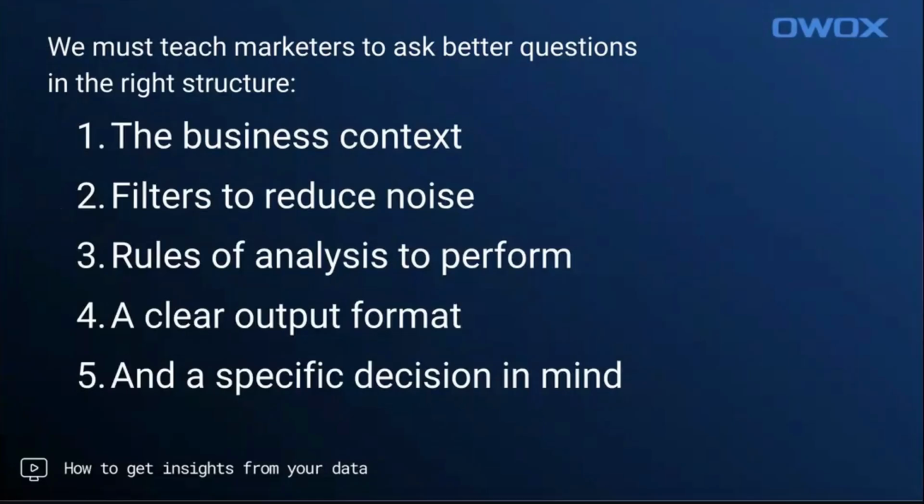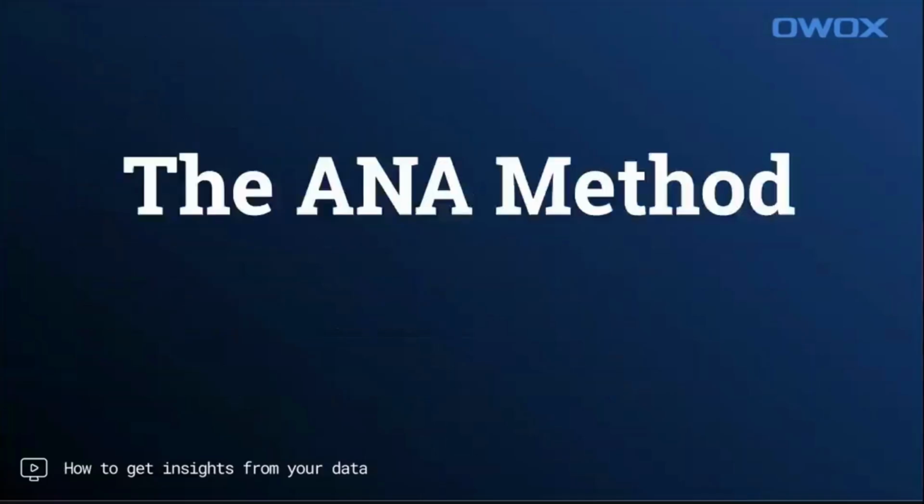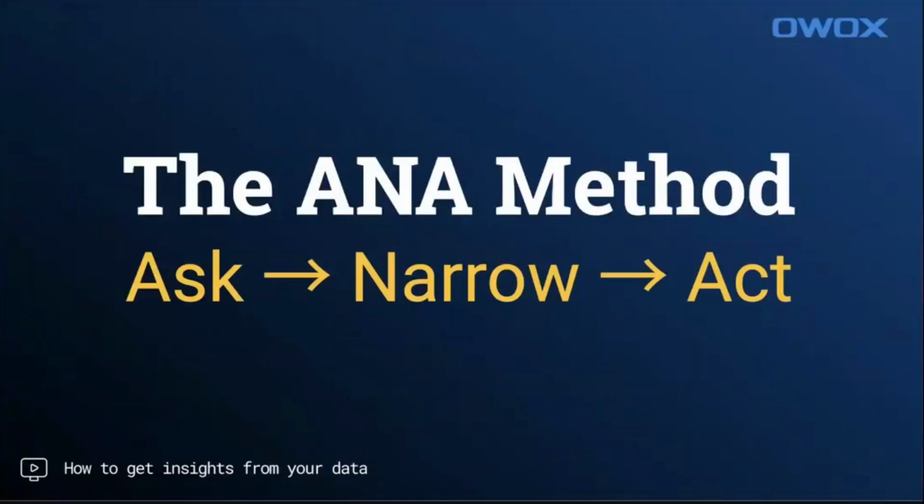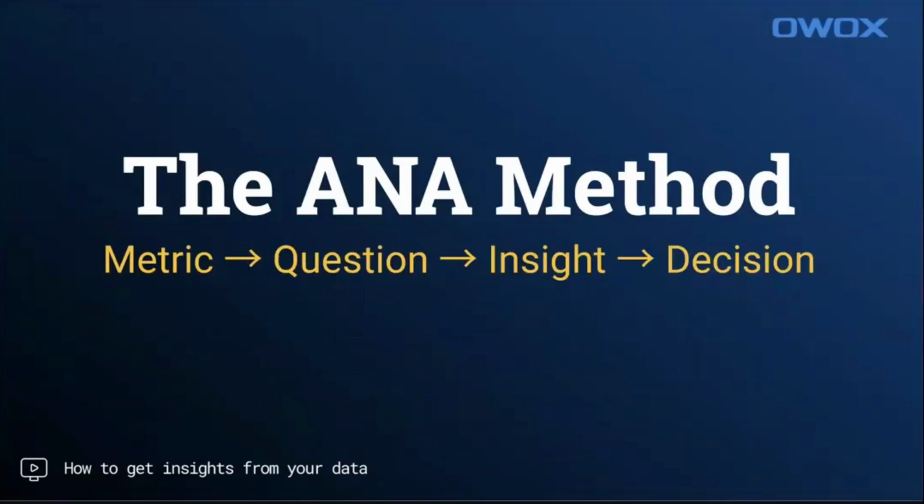They had the business context, the filters to reduce the non necessary noise, the rules of analysis to perform, a clear output structure, and a specific decision in mind. It wasn't magic, it was the structure. And since we are marketers too, we gave that structure a name. We call it the ANA method: ask, narrow, act. Or, if you like a more nerdy version, it's metric, question, insight, decision. And today, I'm going to walk you through exactly how it works. And once you see it, you will never be able to unsee it when you look at your own reports again.